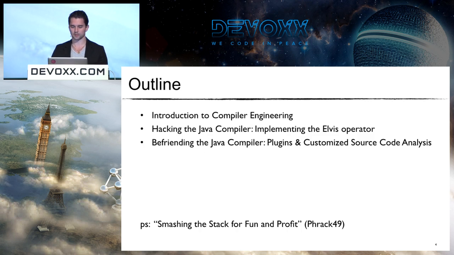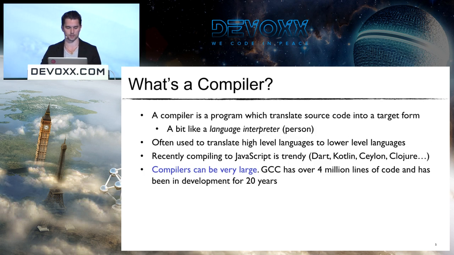So let's get started. In this talk, I'd like to give a brief introduction to what a compiler is first. Then I'll show you how you can implement new features to Java by simply modifying the compiler. It's not that difficult. And then I'll show you how you can leverage the different APIs that exist around the compiler.